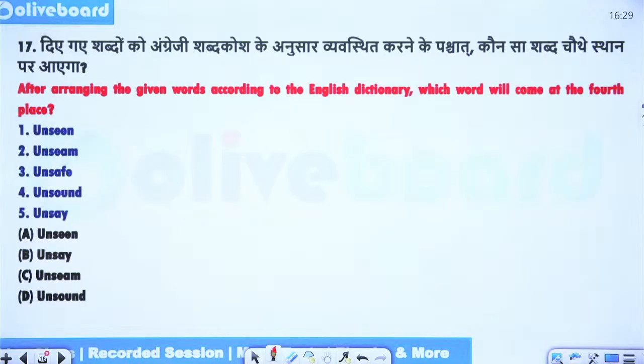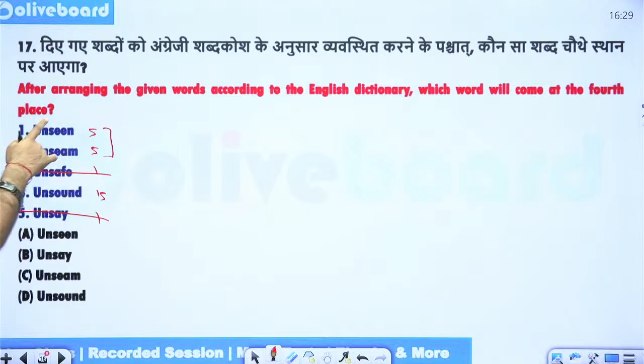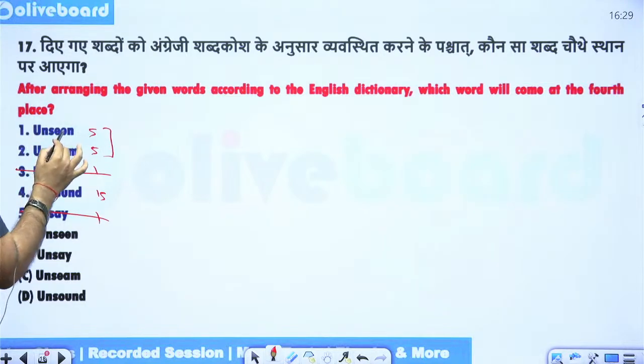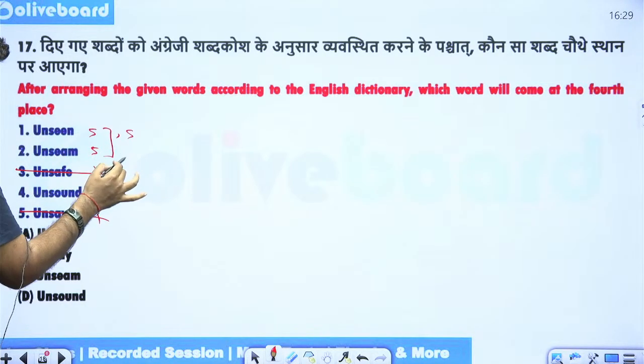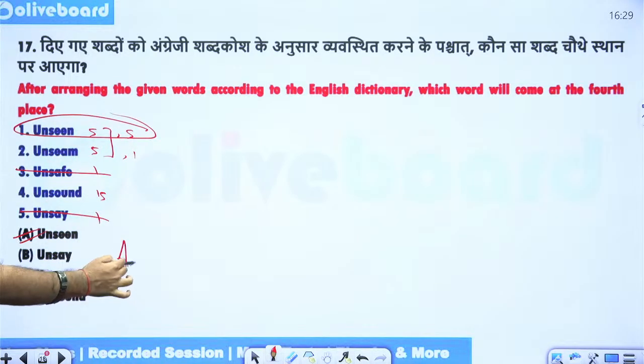After arranging the given words according to the English dictionary, which word will come at the 4th place? Okay. So we have these words, all starting with UNS. Then the next place values are 5, 5, 1, 15, 1. So this is 1, 2. And now for 3 and 4 it will be out of these 2 only. Whatever will come first will be third, whatever will come second will be the next one. So this is 5, 5, this is 5, 1. So this is the 4th word which is unseen. Option A is the right answer.